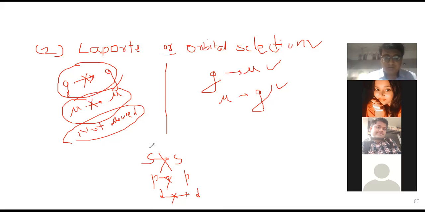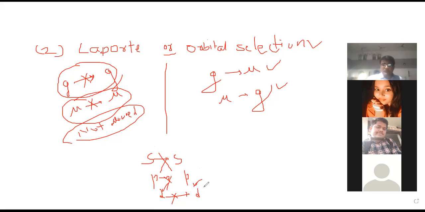S orbital भी spherical है, दोनों S orbital हैं तो same shape है. Okay, same shape है मतलब same symmetry है, same symmetry है मतलब not allowed transition. So from P to P, from one d orbital to another d orbital, these transitions are Laporte forbidden transitions.